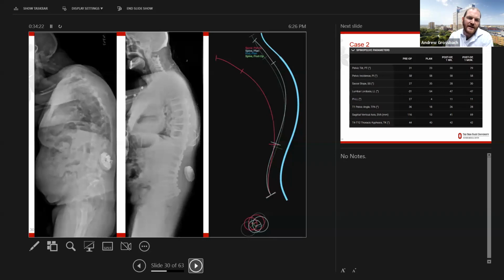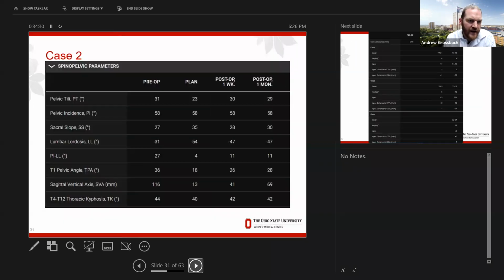And then here's kind of what he looked like before, what our plan was. You can see we got him pretty close, and that was our patient specific implant there. And then he's not too far out yet, but we can look at our spinal pelvic parameters and see where we were planning, where we got him. We're planning to get his PI-LL mismatch to 4. We got it to 11, so didn't quite make it.